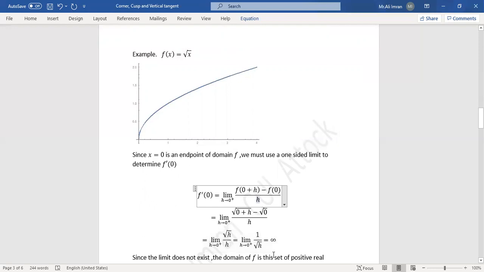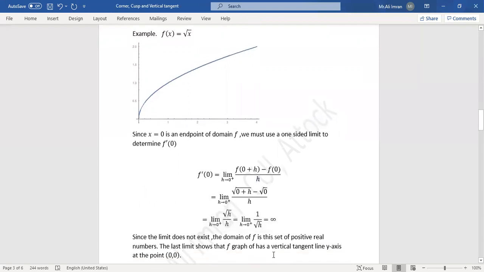Since the limit does not exist, the domain of f in this case is the set of positive real numbers. The last limit shows that the graph has a vertical tangent line, the y-axis is a vertical tangent. This y-axis is a vertical tangent for this function f of x is equal to square root of x. So this is the example of vertical tangent line.